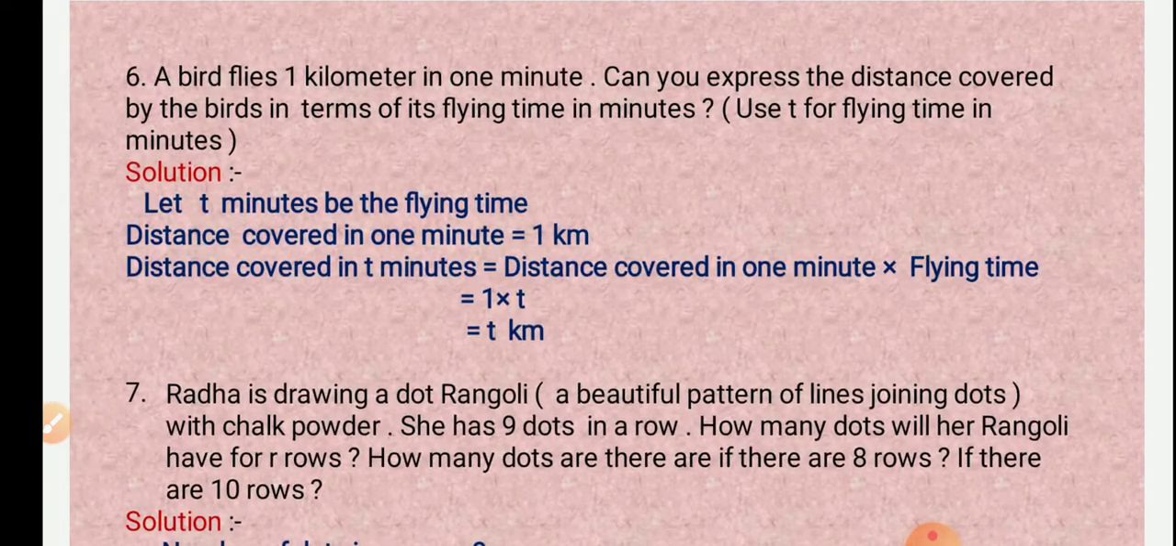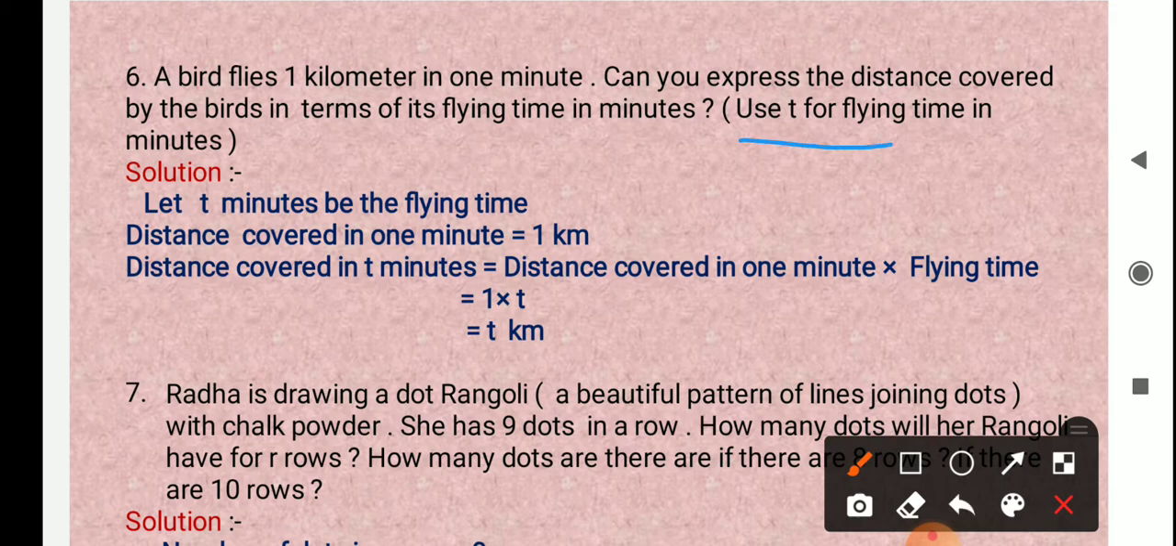So look here, a bird flies 1 kilometer in 1 minute. Can you express the distance covered by the birds in terms of its flying time in minutes? Here we have to use T for flying time in minutes. So let's see solution of this word problem. So in this example here we have to use T for flying time in minutes. So we consider here T minutes be the flying time which is given in this word problem.